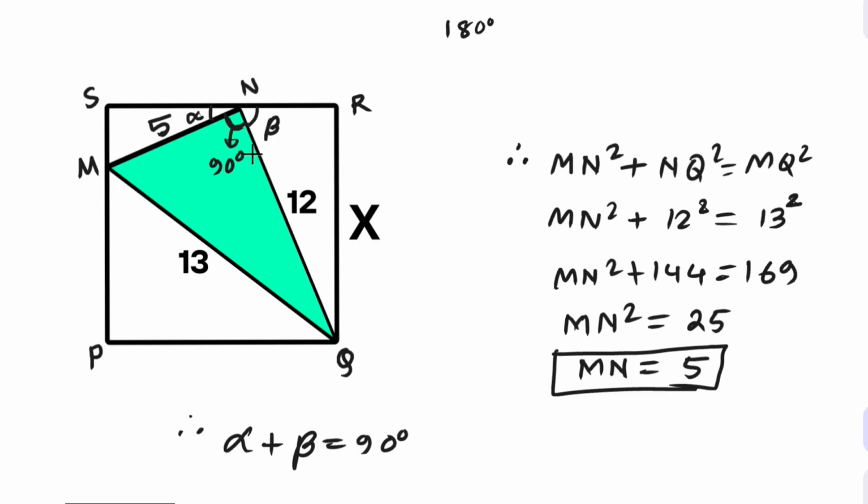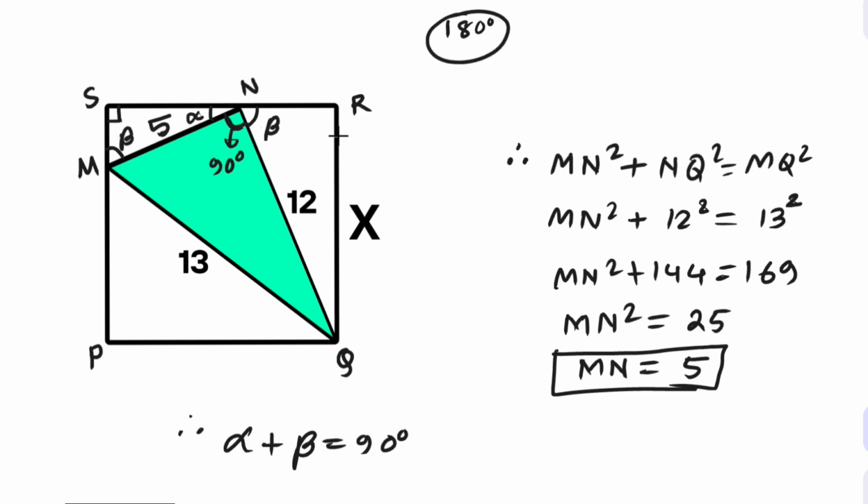Now notice what happens here. Let's look at the small triangle in the corner at S. That's triangle MSN. It has a right angle at S because it's a corner of the square. One of its other angles is alpha from our straight line argument. So its third angle has to be beta, since all three angles in a triangle add up to 180 degrees.